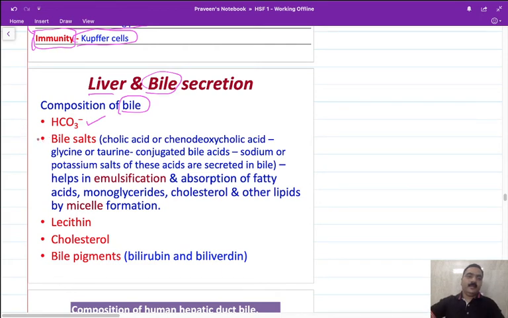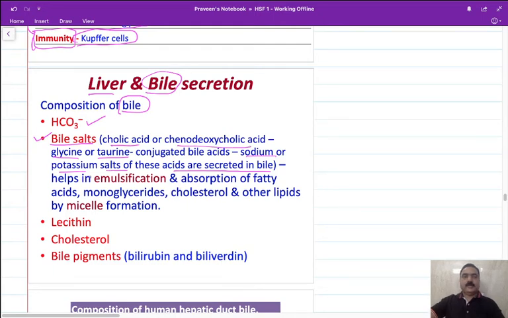The most important content of the bile is the bile salts. Bile salts are a combination of the bile acids conjugated with other substances like amino acids, glycine or taurine, and also conjugated to sodium or potassium to make them into salts. These acids are secreted in the bile. We will discuss the details of cholic acid and chenodeoxycholic acid slightly later.